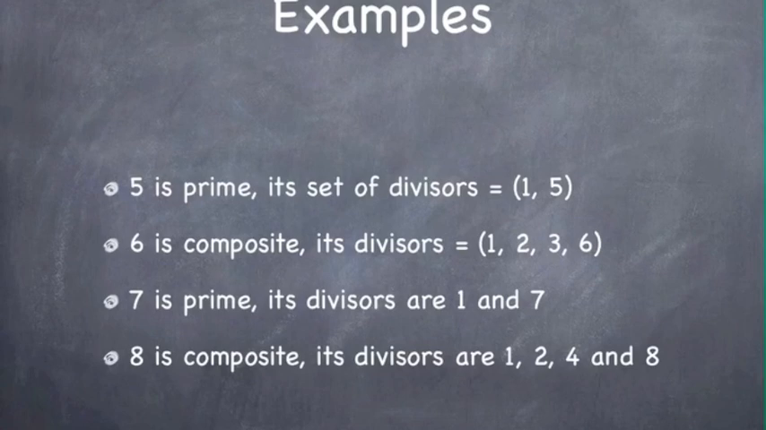7 is prime because its divisors are simply 1 and 7. 8 is composite. It has divisors that are 1, 2, 4, and 8. So hopefully that gives you an idea what prime numbers are.